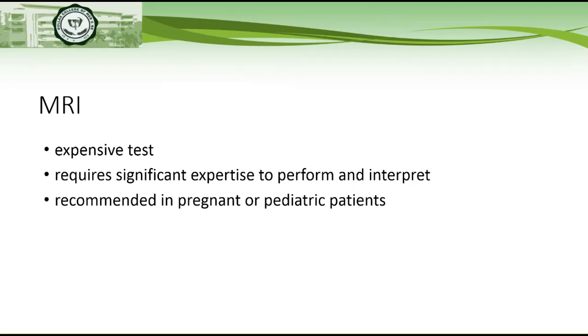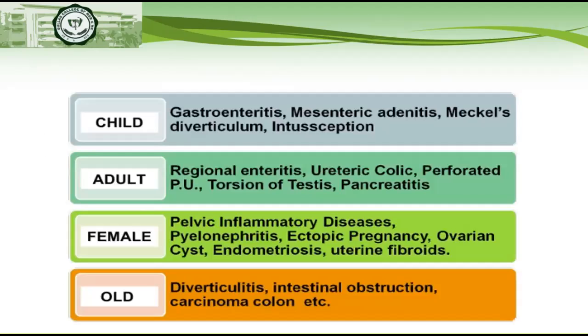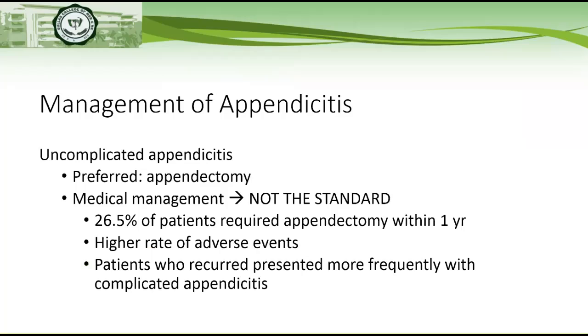MRI is an expensive test and requires significant expertise to perform and interpret, and is only recommended in pregnant or pediatric patients. These are your differential diagnoses for right lower quadrant pain. In a child, the most common is mesenteric adenitis. In adults, you can have pelvic inflammatory disease, ectopic pregnancy in women, ovarian cyst, endometriosis, or perforated peptic ulcer, torsion of testis, ureteral colic, UTI. For older patients, sometimes they have diverticulitis, intestinal obstruction, or carcinoma of the colon.